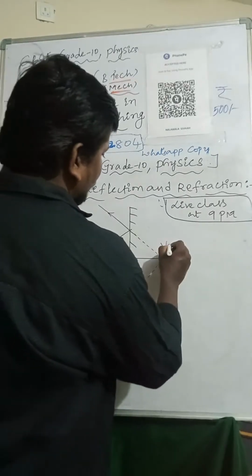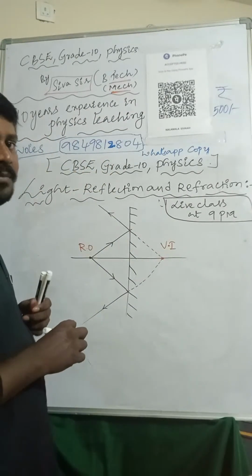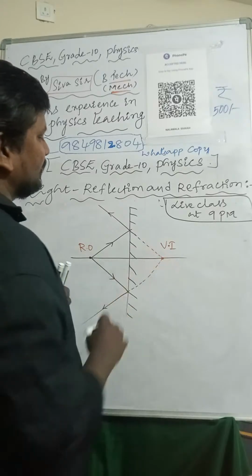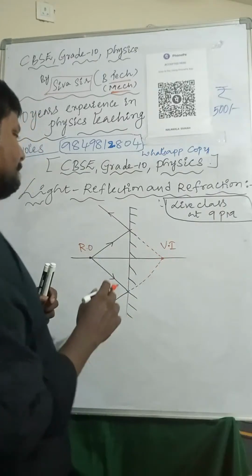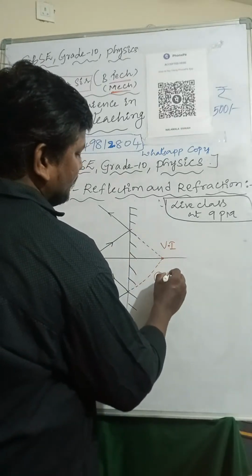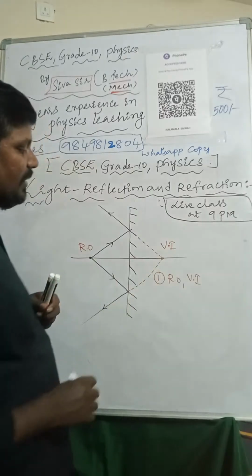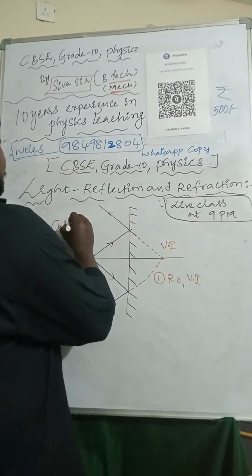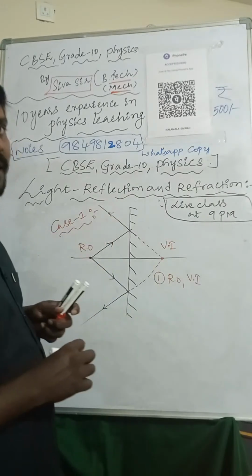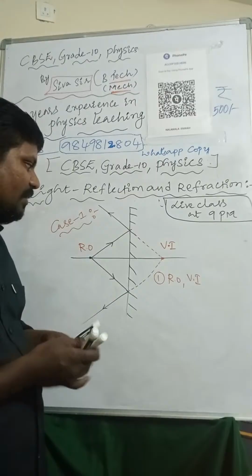Real object and virtual image. Here I'm taking a real object and here it is a virtual image. So what is the definition of real object and virtual object? Here the object is real and the image is virtual. I'm taking this as case one. You can observe, when the object is real, the image is virtual.